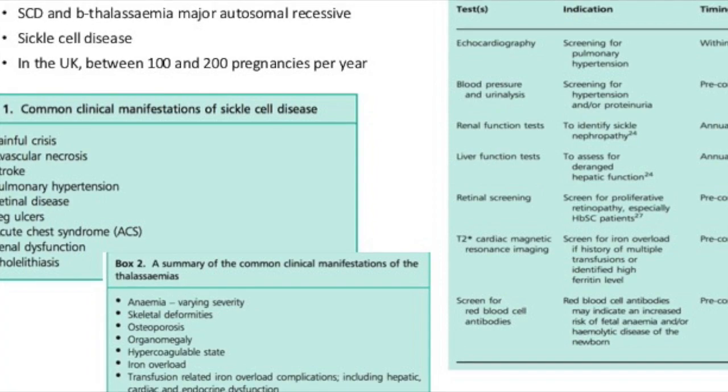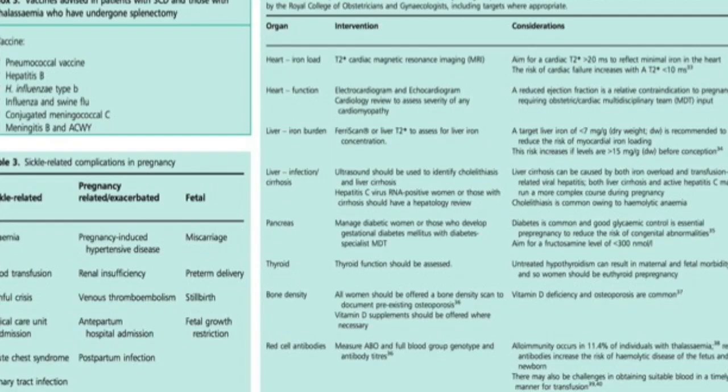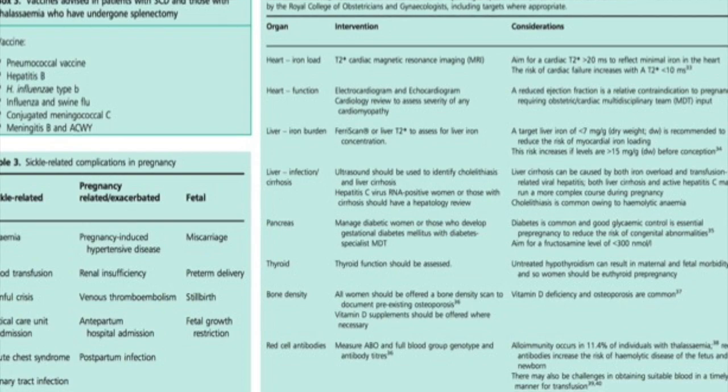Red blood cell antibodies may indicate an increased risk of fetal anemia and/or hemolytic disease of the newborn, again done preconceptionally. Okay, so vaccines advised in patients with sickle cell disease and those with thalassemia who have undergone splenectomy. So pneumococcal vaccine, hepatitis B, H influenzae type B, influenza and swine flu, conjugated meningococcal C, meningitis B, and ACWY.